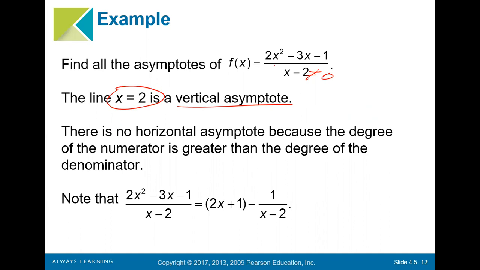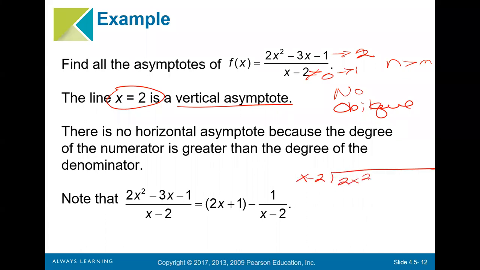The horizontal asymptote: the numerator power is 2, and the denominator power is 1. The numerator is greater than the denominator, therefore there is no horizontal asymptote, and we call this an oblique asymptote, and I might have spelled that wrong. We'll get to that. How do we solve for that? Well, when we're trying to figure out what that line consists of, we are going to do long division.